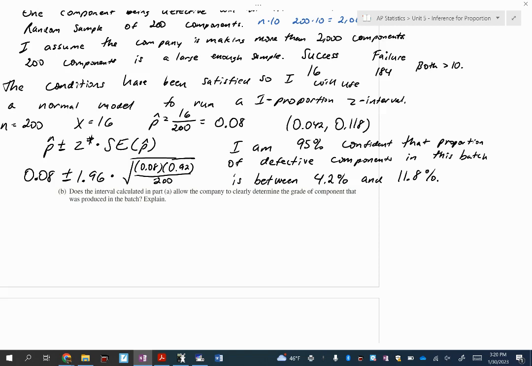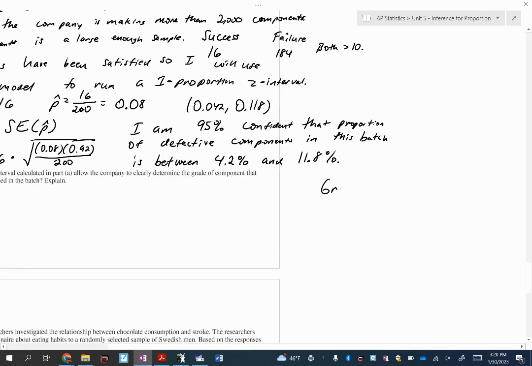Any questions on A? Okay, so letter B says, does the interval that we calculated in part A allow the company to clearly determine the grade of components that was produced in this batch? So let's just do grade A. From the top, it was 2%, I believe. Is grade B 5%? And then what's grade C? Thank you.